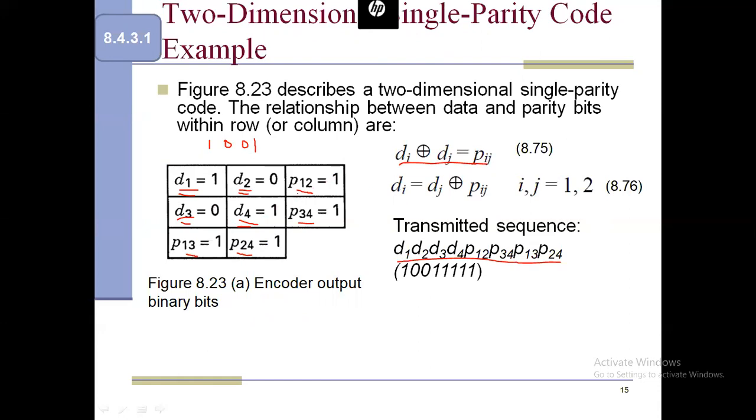So P12 is calculated by the exclusive OR of this, which is 1. And P34 is calculated by the exclusive OR of this 3 and 4, and that is 1. And similarly, the vertical parity is calculated.